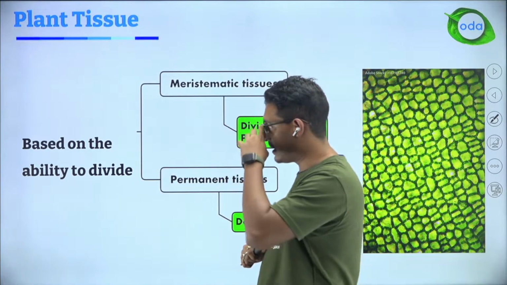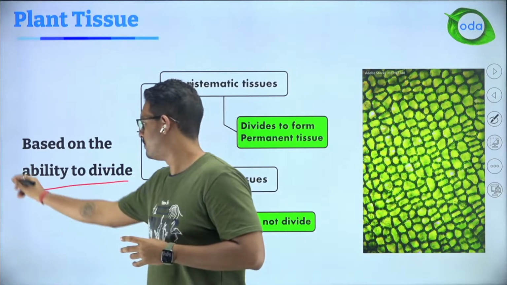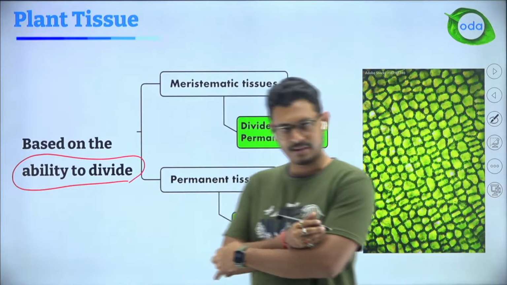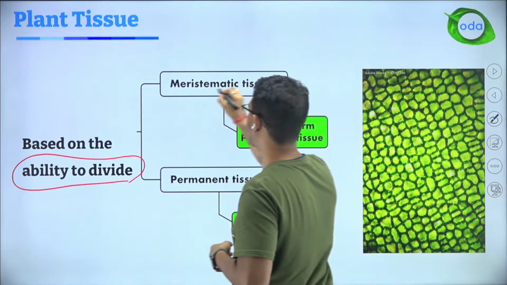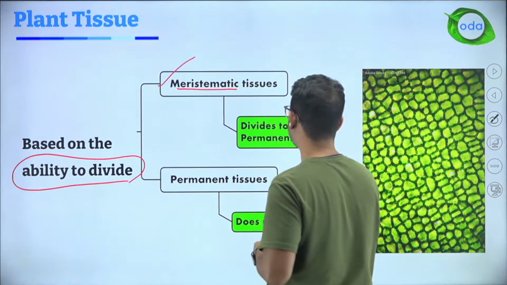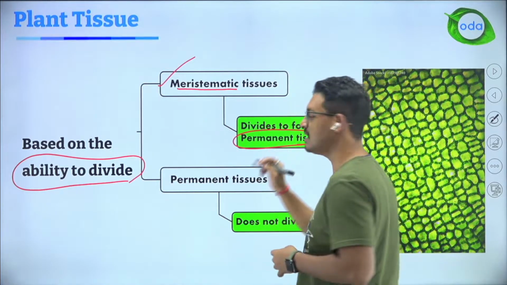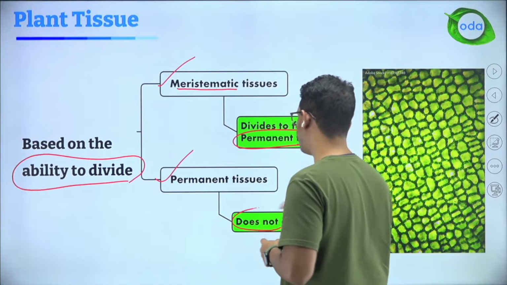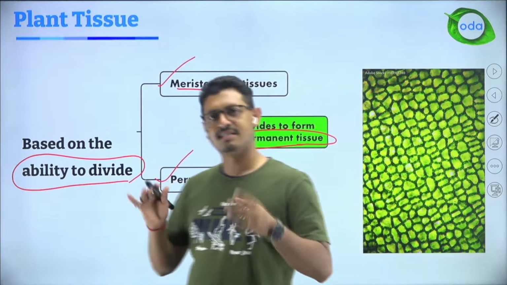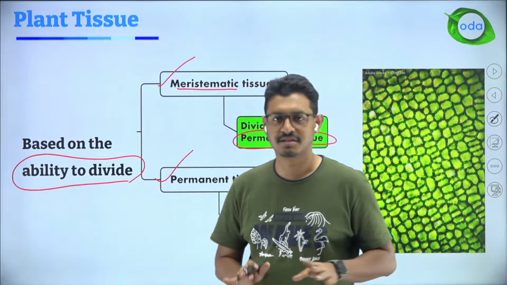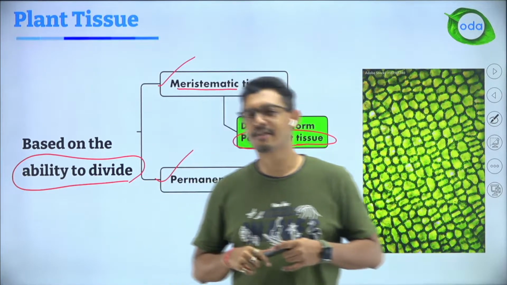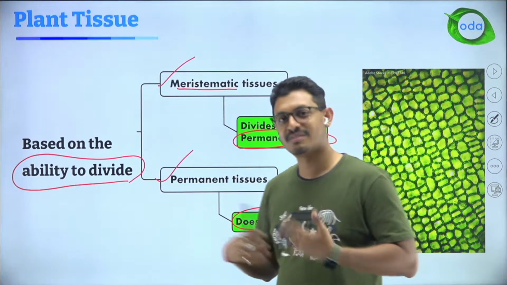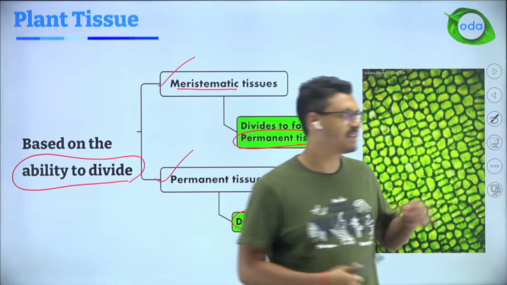When it comes to your plant tissue, based on the ability to divide, can a plant tissue divide or not? It can be divided into two different sections. Meristematic tissue, these cells are capable of dividing and they usually form the second type of tissue, which is called permanent tissue. Permanent tissue, as the name suggests, it cannot divide, it just stays in a permanent stage. Whereas meristematic tissue is kind of like plant stem cells. They can grow more cells and those cells can specialize into something different.